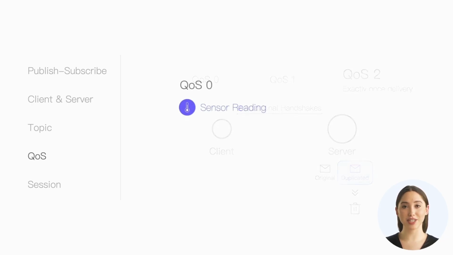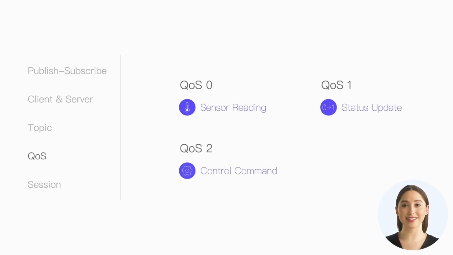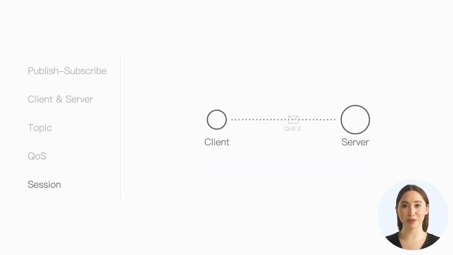We can use QoS0 to publish less critical sensor readings, such as temperature and humidity, use QoS1 to publish status update messages, and use QoS2 to publish control commands, and so on. However, if that were the case, regardless of QoS1 or QoS2, messages would still not be guaranteed to reach their destination because any undelivered messages would be lost once the network connection is disrupted.